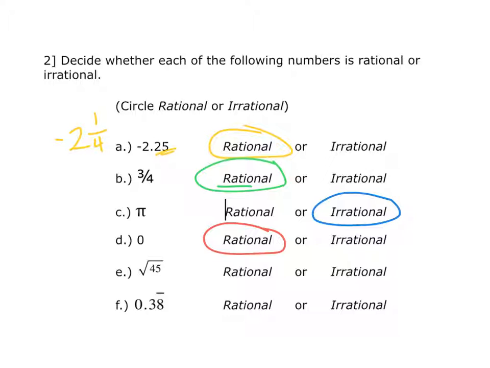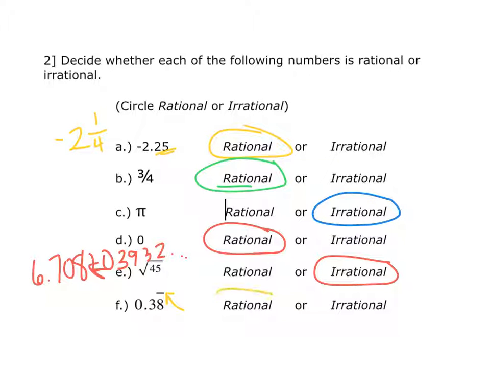The square root of 45. When I put the square root of 45 into the calculator, I get a non-terminating, non-repeating decimal. It goes on and on and on, and it's just going to keep going. So the square root of 45 is not a perfect square. Therefore, it's irrational. And the last one, this bar right here indicates that it's a repeating decimal. Decimals that repeat or terminate are rational.